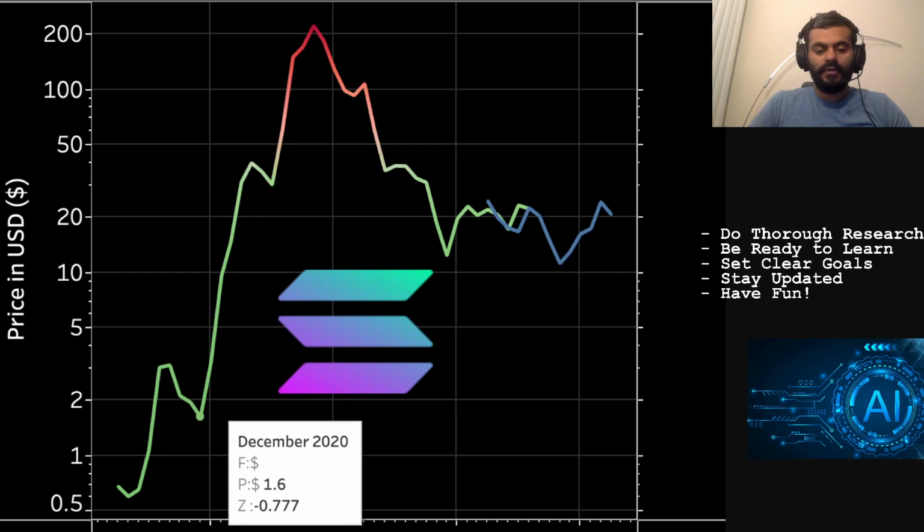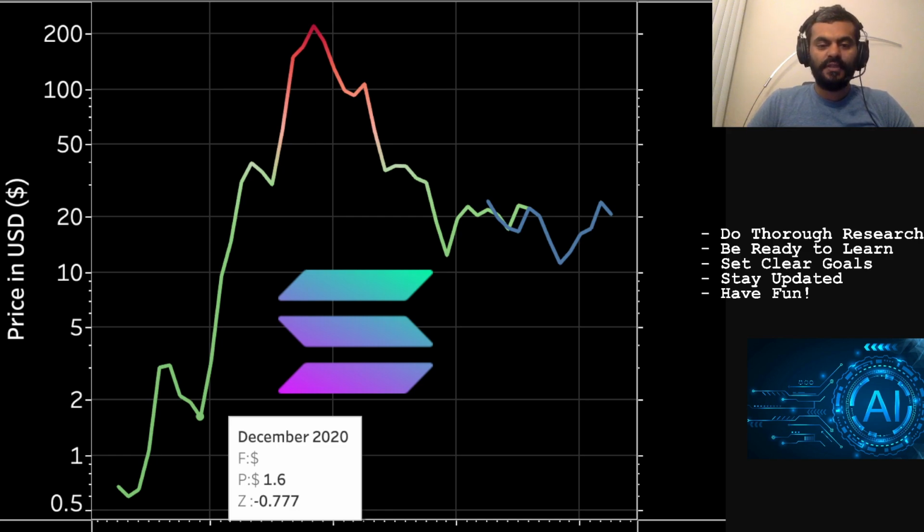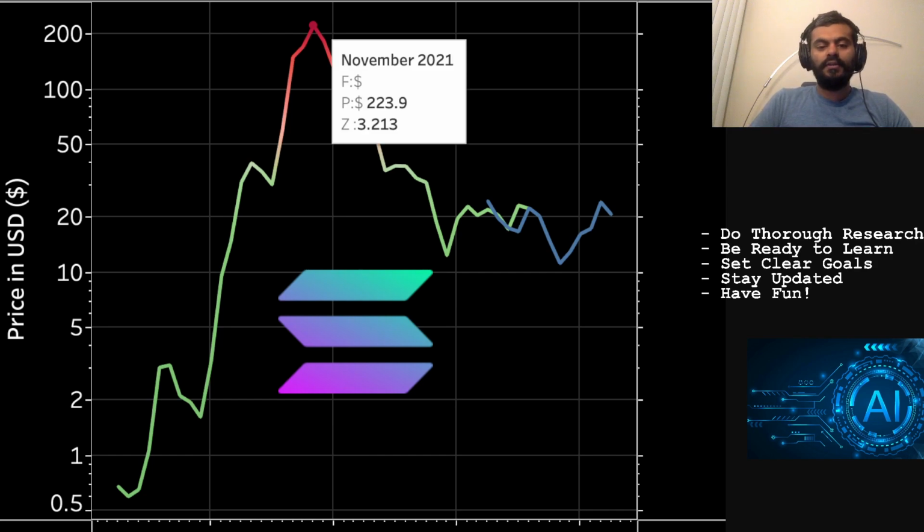If the monthly price, let's say in December 2020, the monthly average for SOL was $1.6, and that was substantially lower than the average for the entire time series. I believe the time series average is around $14. So in terms of standard deviation, it was 0.77 standard deviation away from the average for the entire time series. Similarly, in November 2021, with the price at $223, the price was 3.2 standard deviation away from the mean, and that's where the color code was dark red.